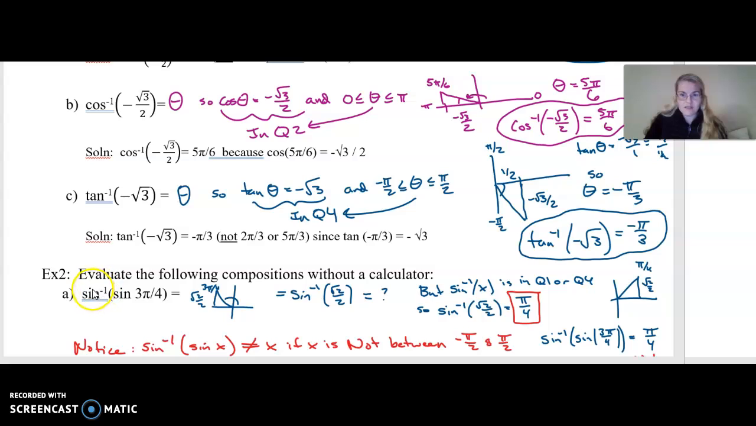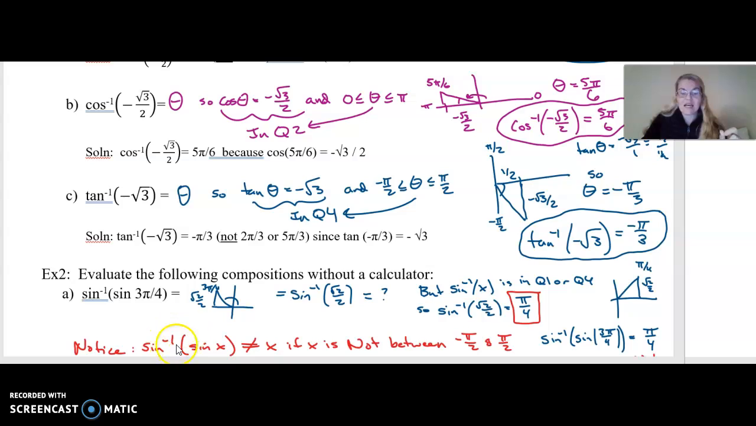Sine inverse, what is the range of sine inverse? The range is in either quad 1 or quad 4. So be careful. Sine of 3 pi over 4, that is root 2 over 2, right? Positive. So what's sine inverse of positive root 2 over 2? Well, again, sine inverse is either going to be in quad 1 or quad 4 because of my restricted range. So it's quad 1. And so what's the angle? Pi over 4.